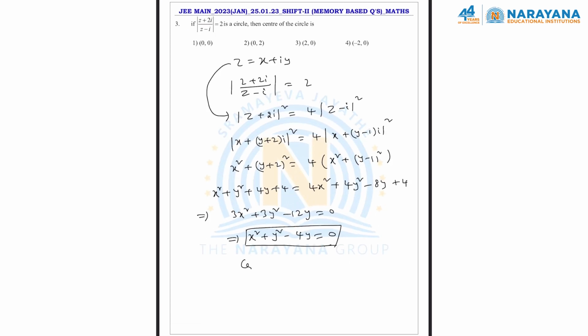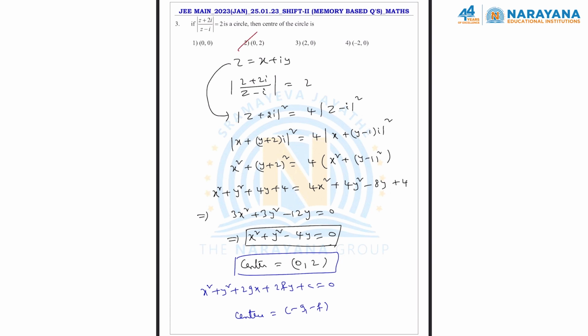So for this the center will be (0, 2), because for x² + y² + 2gx + 2fy + c = 0, the center is (−g, −f). Comparing this equation with that, there is no x coefficient, so g = 0, and 2f means −4, so f = −2, and −f is −(−2), so the center will be (0, 2). So the answer is option B, (0, 2). Next question.